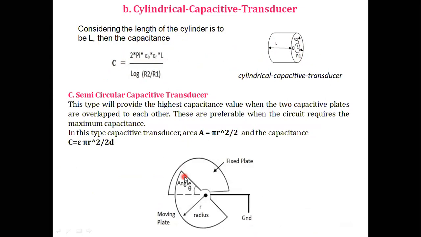And next one is the semicircular type of capacitor transducer. This type will provide the highest capacitance value when the two capacitance plates overlap each other.